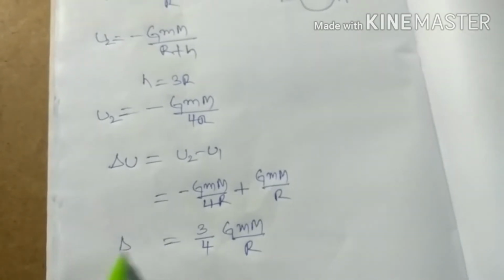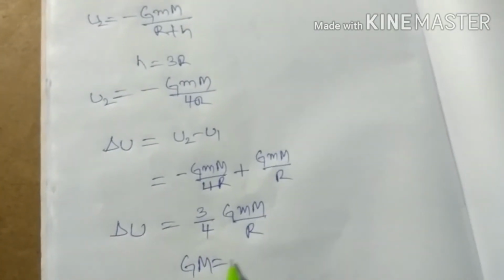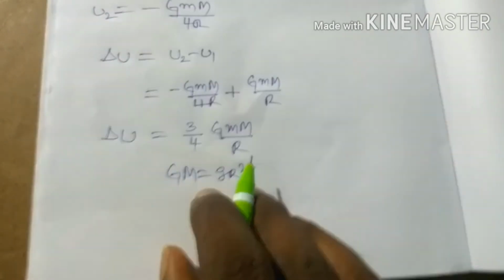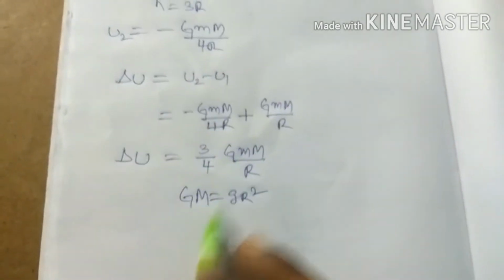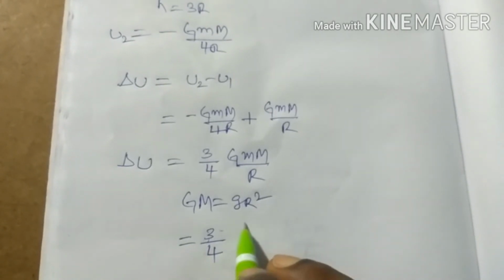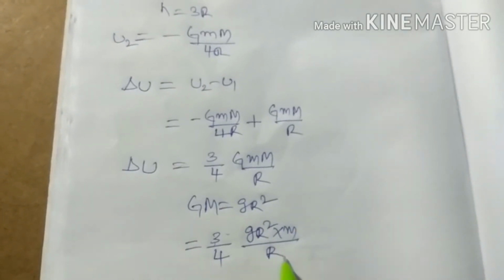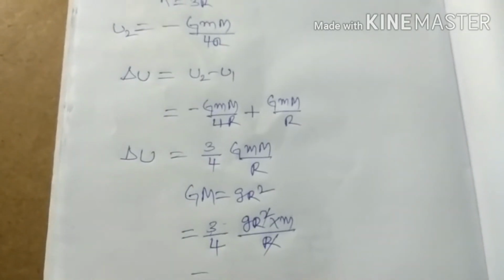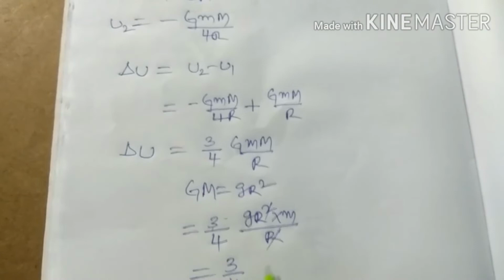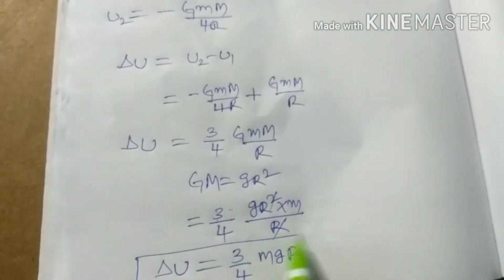So this is delta U, where GM is equal to gR square. GM is equal to gR square, so then we can substitute this value. It is 3 by 4 of gR square into m by R. R and R square will be cancelled out. It is 3 by 4 of mgR. So this is the change in potential energy.